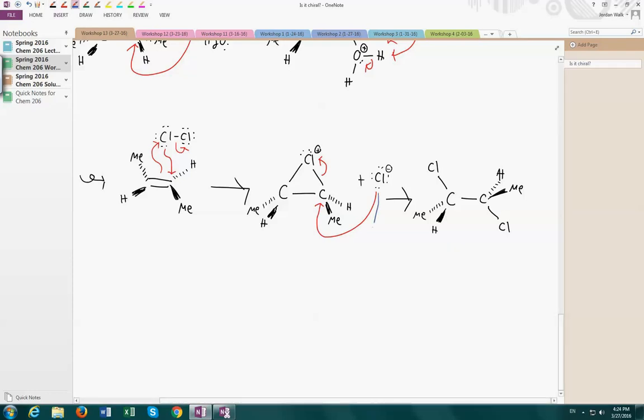This is what we do for fun. In this case, we would end up with substituents pushed up on this side. So methyl, hydrogen, chlorine, carbon, chlorine, hydrogen, and methyl. So how are these things related? That's a good question. How are these things related?